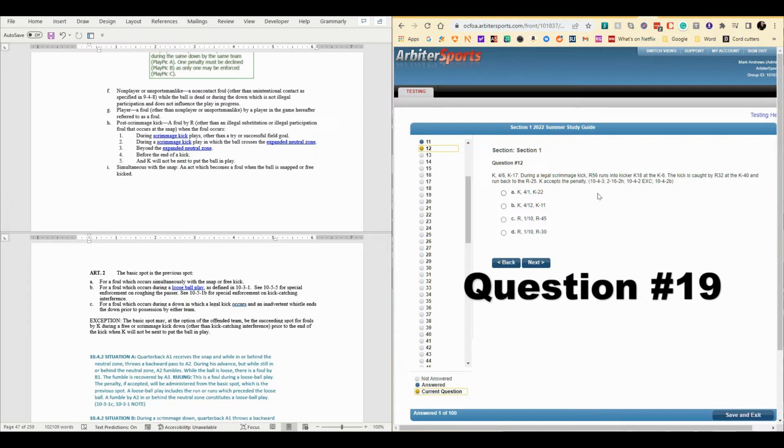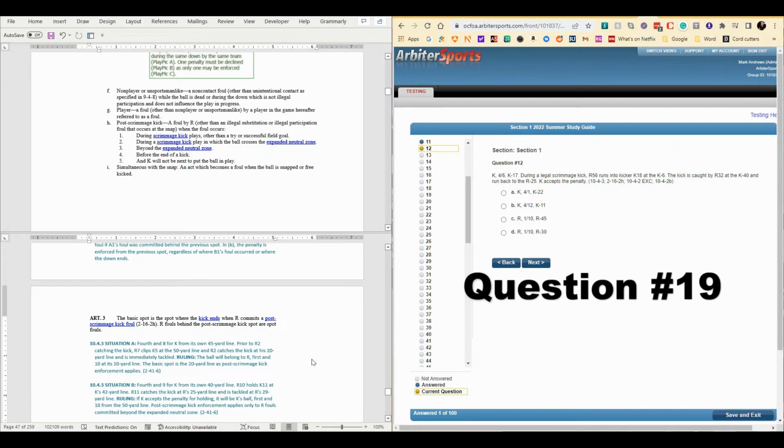So he refers to 10-4-2. The basic spot is the previous spot for a foul which occurs during a loose ball play. And remember, a loose ball play is anything other than a running play. So passing, kicking, fumbling. So this is a loose ball play. So the previous spot is our enforcement spot. I'm not sure why he references 10-4-3 because it again refers to post-scrimmage kick fouls. So disregard that. That doesn't come into play.